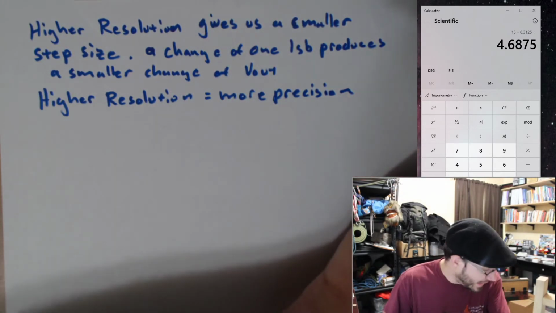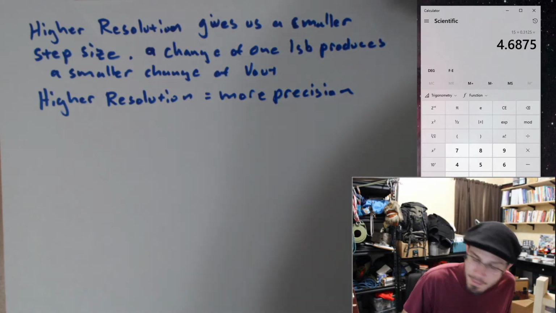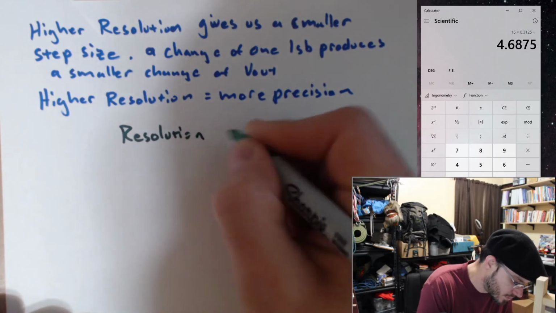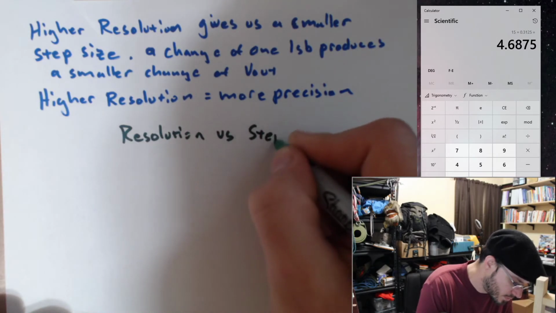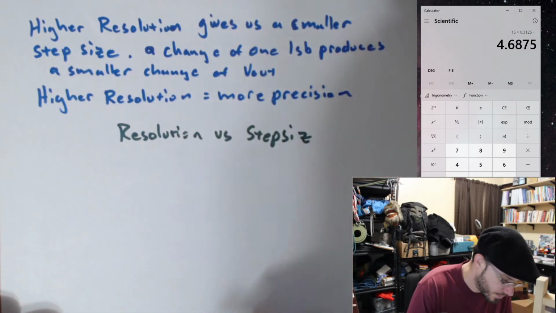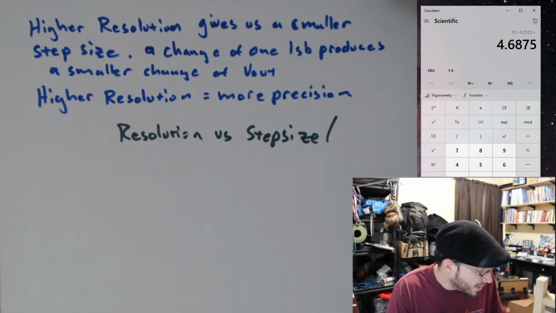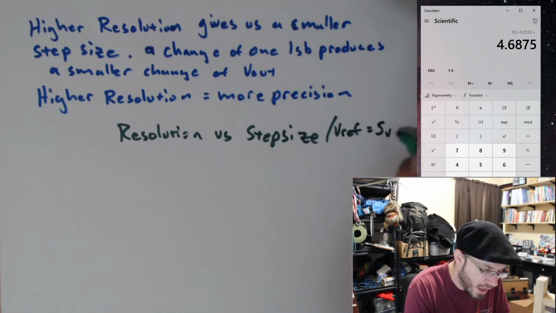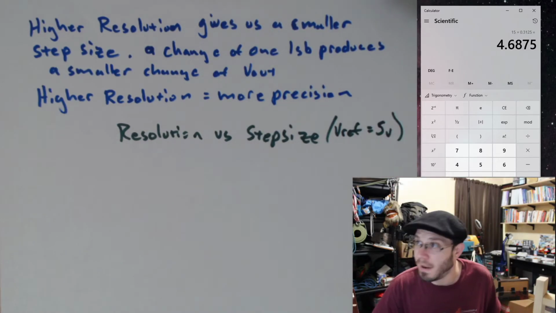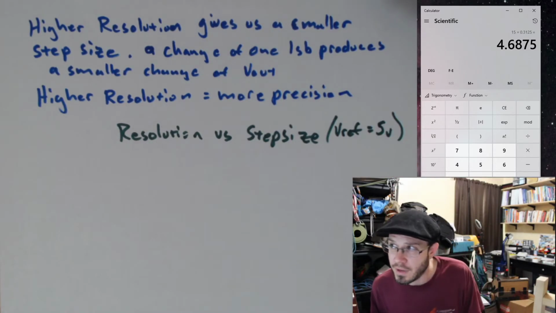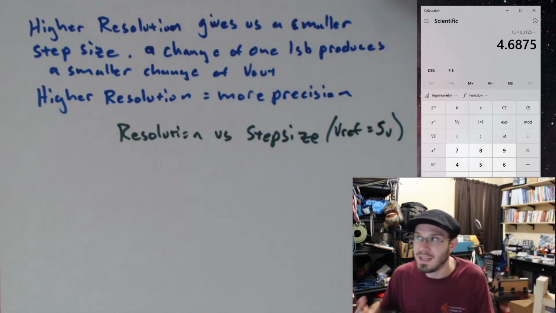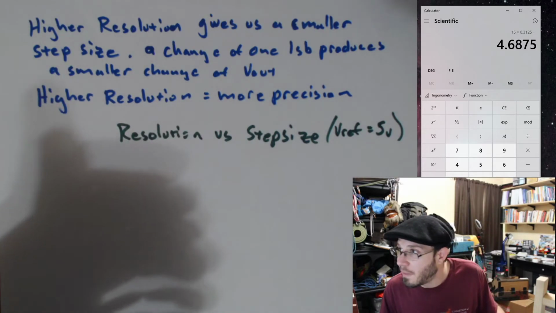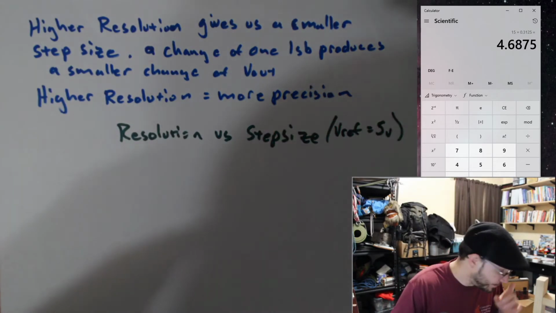But let's go ahead and look at resolution versus step size. For the step size, I'm going to assume a VREF equal to 5 volts, but keep in mind your range might actually be 0 to 3.3 volts or 0 to 10 volts. It's whatever you want, or it's determined by the system that you're working with.